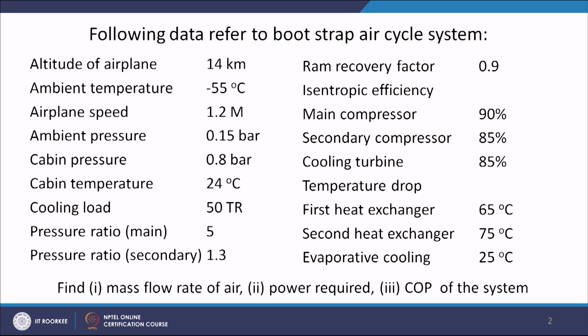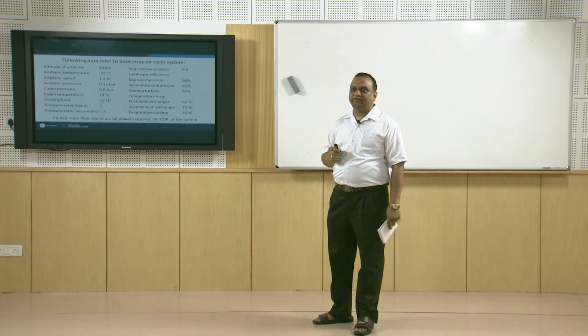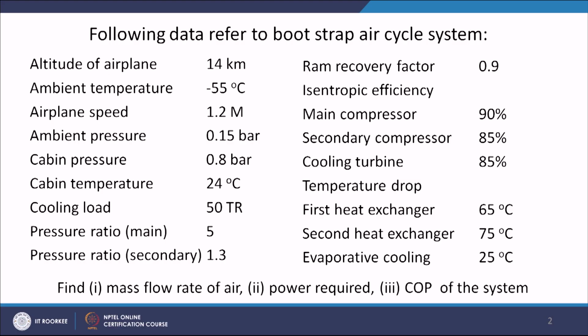Cabin pressure has to be maintained at 0.8 bar. Please remember that in aircrafts the pressure is not maintained at 1 bar. 1 bar is ideal, but normally the cabin pressure here is taken as 0.8 bar. The ideal pressure would have been 1 bar, but in aircrafts we do not take 1 bar. Normally the pressure inside the cabin is kept approximately 0.8 bar in order to save the energy.